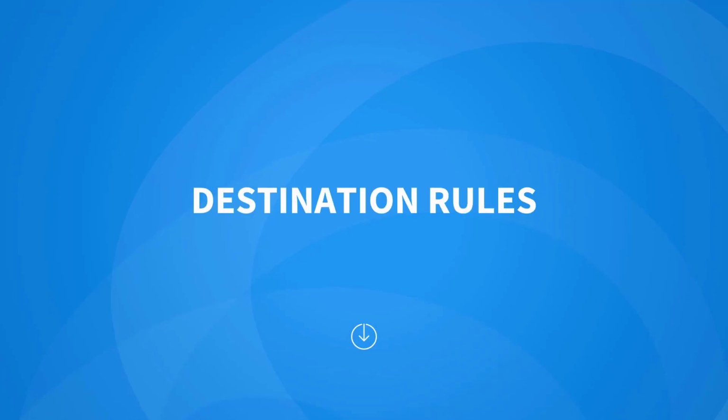Let us now have a look at destination rules. A destination rule applies routing policies after the traffic is routed to a specific service. Let's see what this actually means.